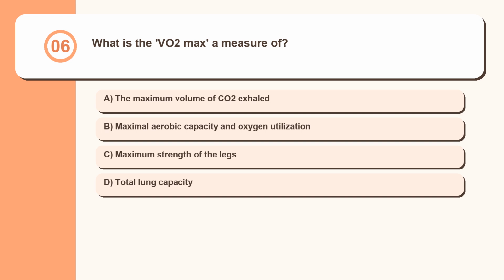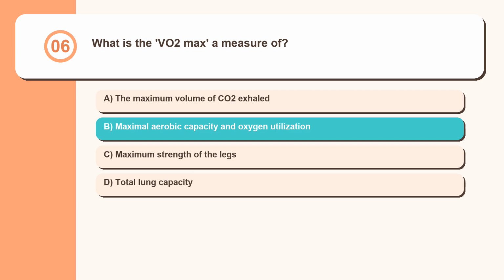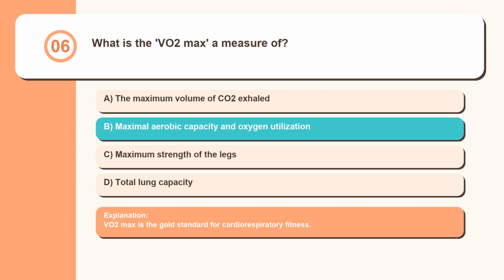Question 6. What is VO2 max a measure of? The maximum volume of CO2 exhaled, maximal aerobic capacity and oxygen utilization, maximum strength of the legs, total lung capacity. VO2 max is the gold standard for cardiorespiratory fitness.